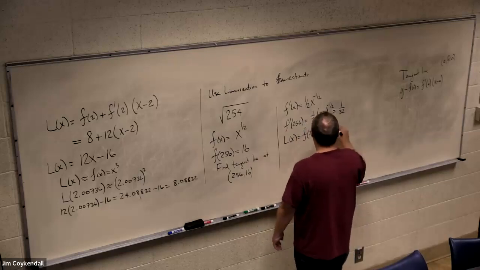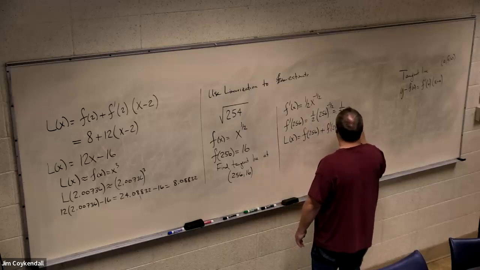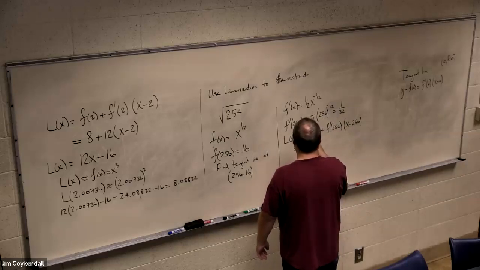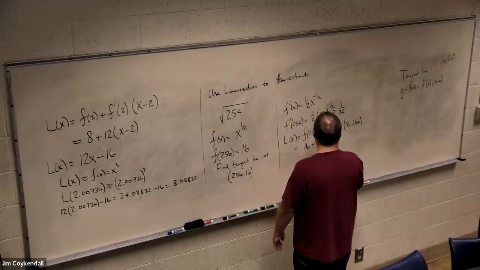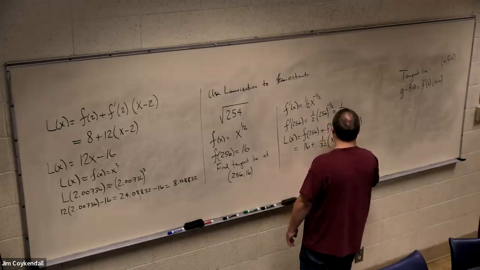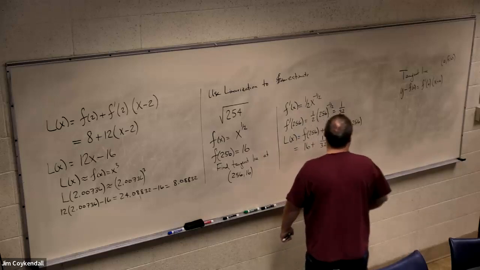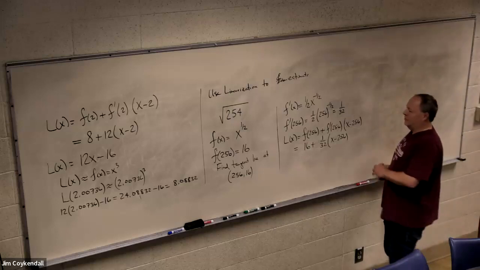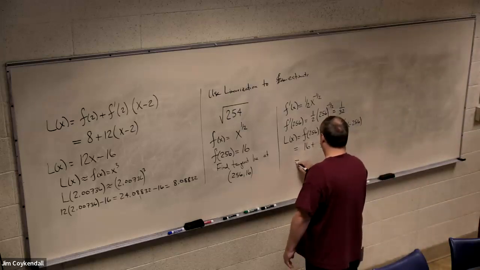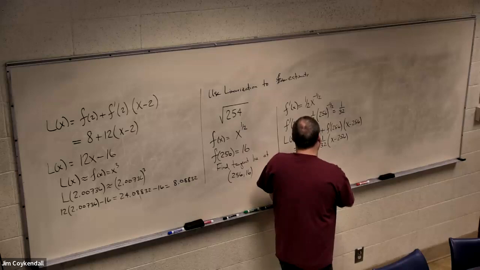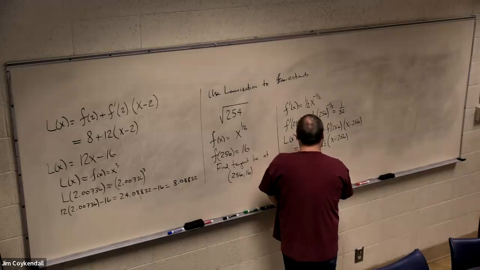So my L(x) is f(256) plus f'(256) times x minus 256, which in this case is going to be 16 plus 1/32 times x minus 256. And I guess this is going to come to, let's see, 1/32 times 256 is 8, so it's going to be 1/32 x plus 8.